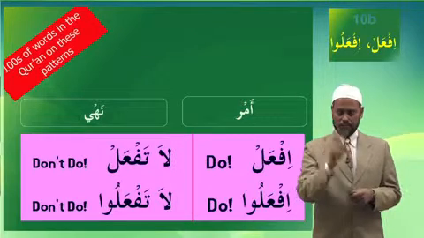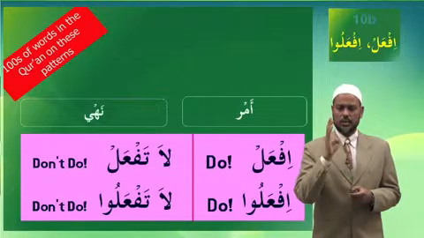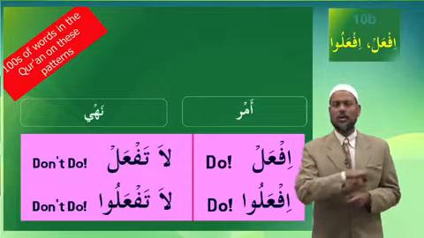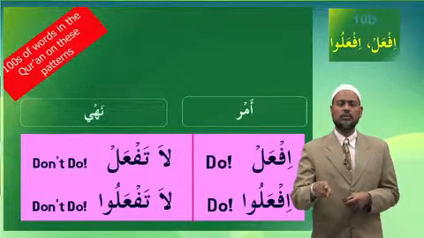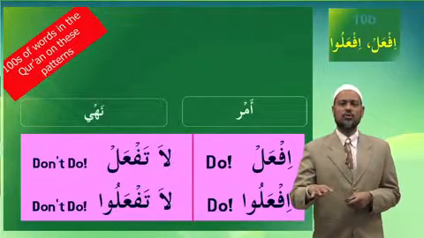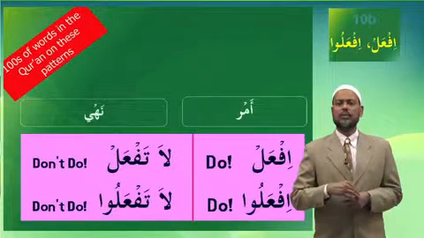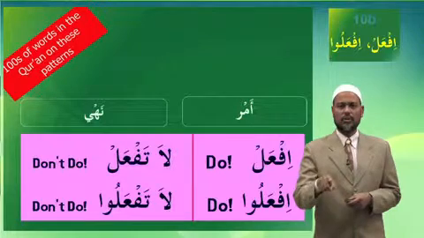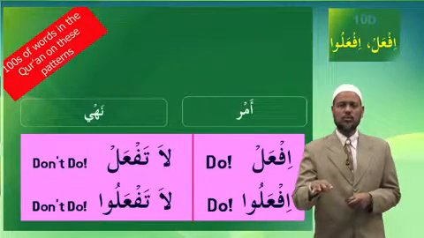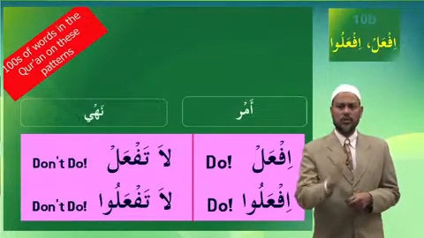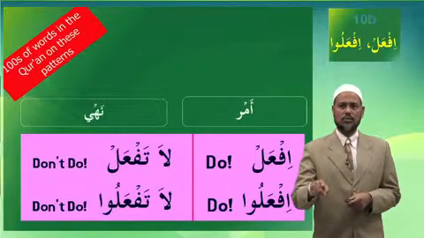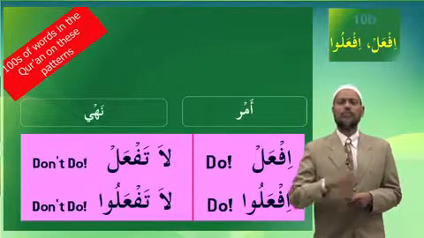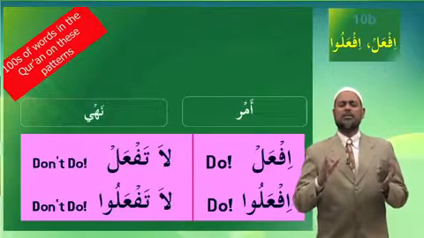Repeat after me, please. If'al, do. If'alu, do. La taf'al, don't do. La taf'alu, don't do. Can you translate? If'al, do. If'alu, do. La taf'al, don't do. La taf'alu, don't do. Now repeat in Arabic thinking what you're saying.